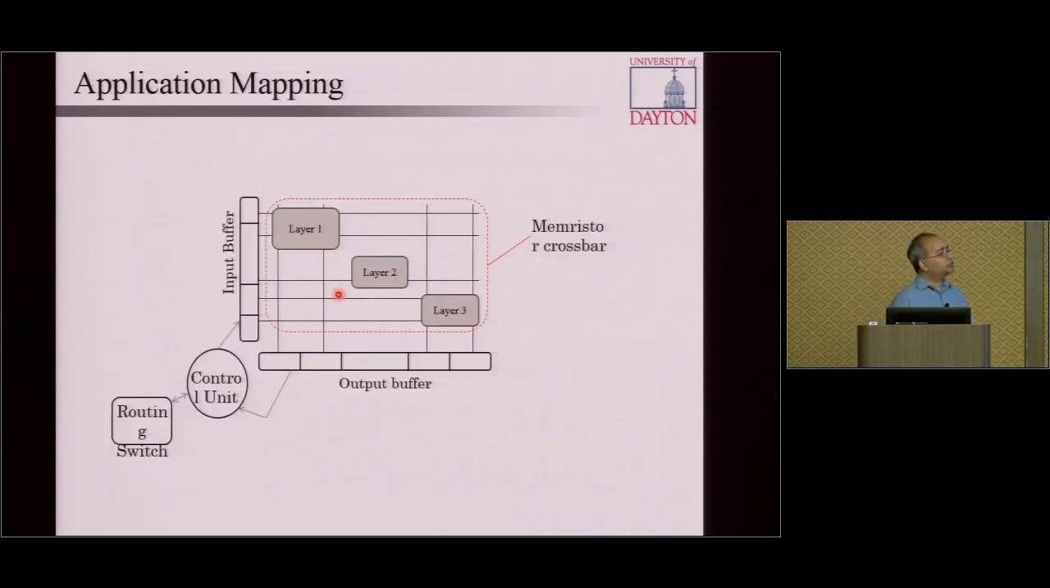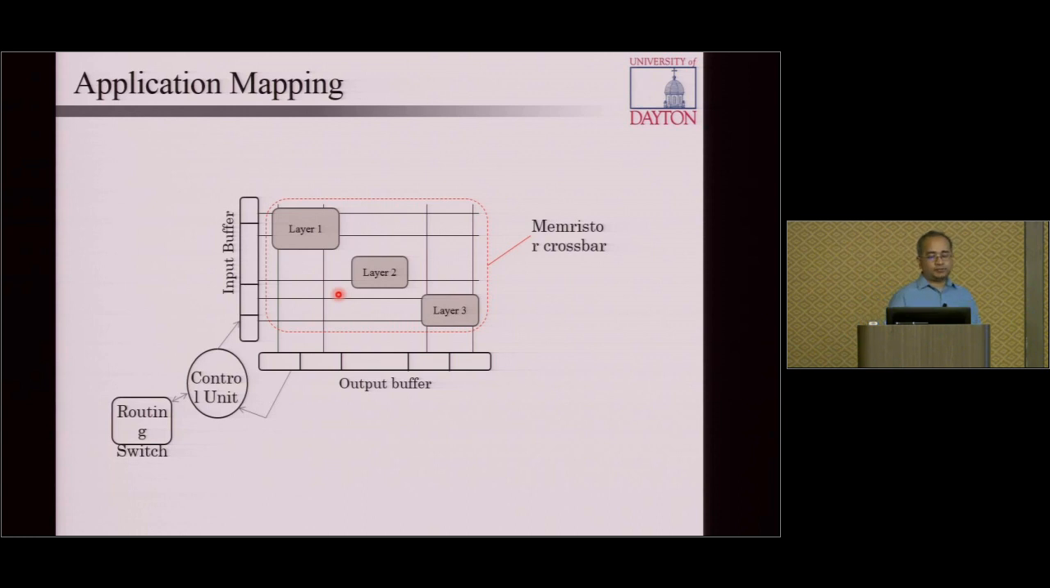If the network was small, we implemented several layers on a single core. If the network was big, then we implemented the layers across multiple cores. So here I'm showing you what happens if the network is fairly small. In that case, we put layer one in this part of the crossbar array. The outputs come out, go through the routing switch, and are fed back into the core. Those inputs come in to layer two, come out over here, and then are fed back into layer three.